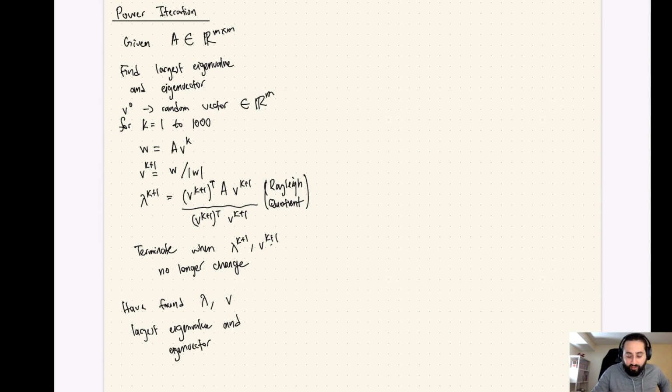Now, one question that I would hope comes up right away is how the heck does that work? All I do is I take the matrix A and I keep multiplying it. I take the norm of the result, I multiply it again. I just keep multiplying A over and over and over again. How's that working? How does that give me the largest eigenvalue and eigenvector?